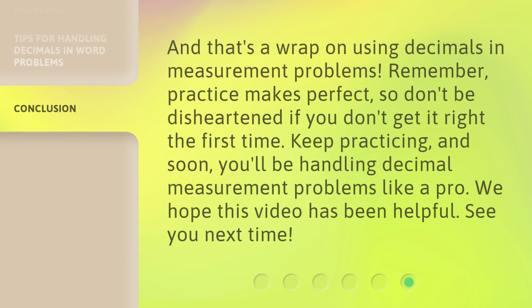And that's a wrap on using decimals in measurement problems. Remember, practice makes perfect, so don't be disheartened if you don't get it right the first time. Keep practicing, and soon, you'll be handling decimal measurement problems like a pro.